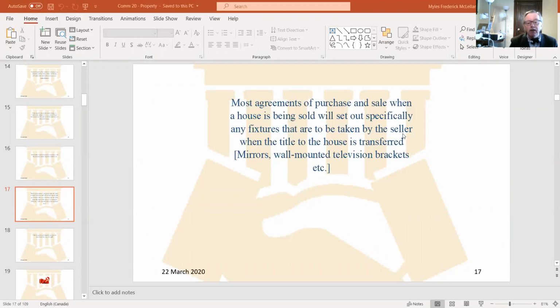So that could be mirrors on walls, it could be wall-mounted television brackets, those kinds of things. It could be chandeliers. Anything you can think of that somebody would attach to a ceiling, a wall, or a floor in a house that they want to take with them, then as long as those items are specifically set out in the agreement of purchase and sale that the seller wants to take them, then they can take them with them.